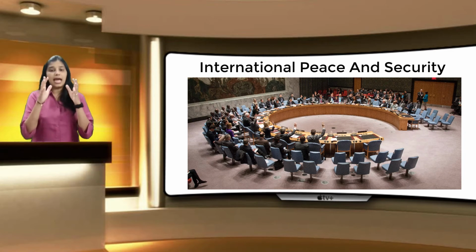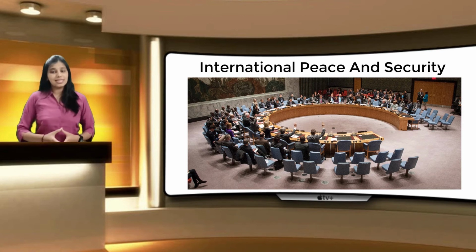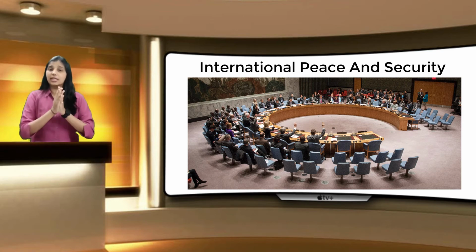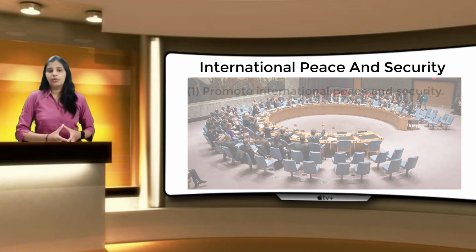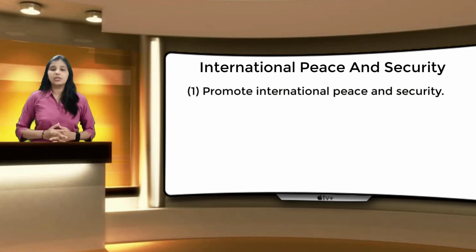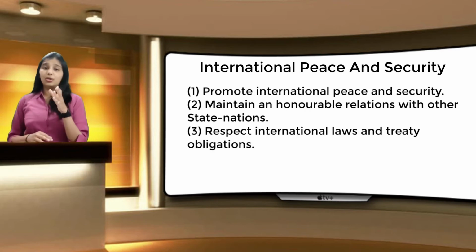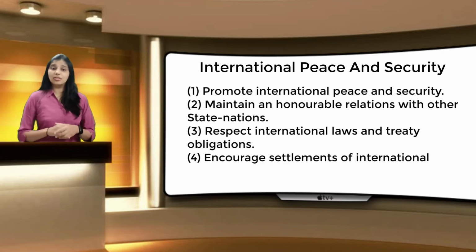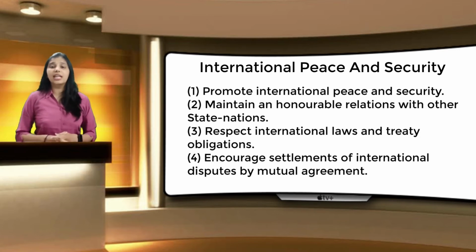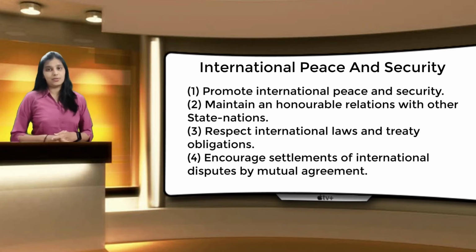Next is the DPSP related to international peace and security. India should render active cooperation for world peace and security, and for that the state should endeavor to promote international peace and security, and maintain honorable relations with other nations. Third is to respect international laws and treaty obligations. Fourth is to encourage the settlement of international disputes by mutual agreement.